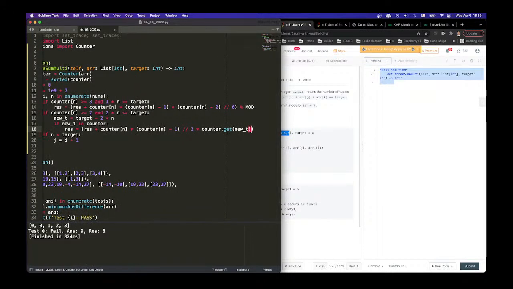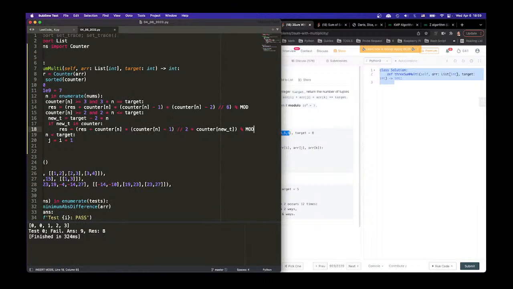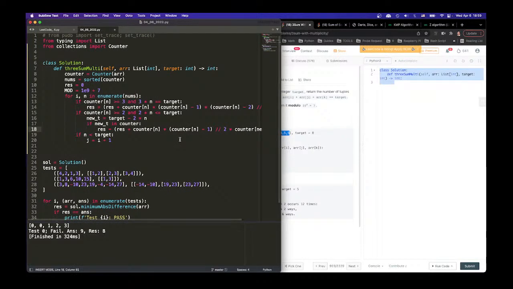Actually, I don't like it. I forgot the mod. Yeah, so that's, if we triple, double, we handle it on itself. So now these are singles. Everything has to be single, right?